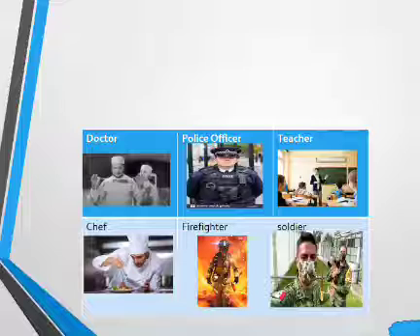These are the 3 types of jobs that we got to see in the beginning. There are many types of professions, but let's review. The first one that we have is a doctor. The second one is a police officer. The third one is a teacher. The fourth one is a chef. The fifth one is a firefighter. And also the sixth one we have is a soldier.